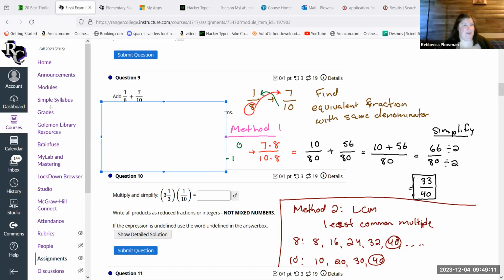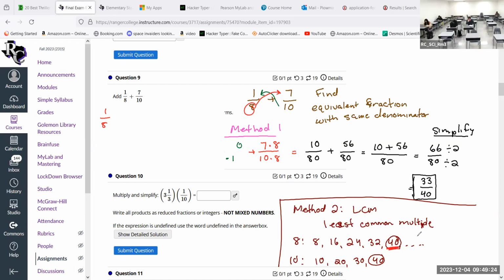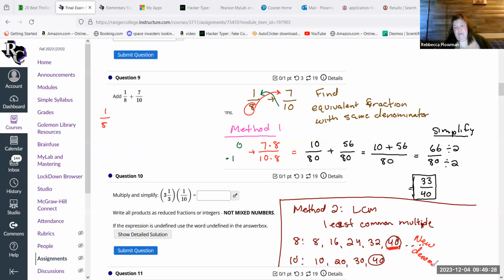So I'm going to finish up that method up here. So the whole point of this is that I want to know, what do I have to multiply 8 by to end up with 40? Because basically we're saying that this is going to be my new denominator. So what we see is 5 would work for that. If I multiply 8 by 5, I'm going to end up with 40.